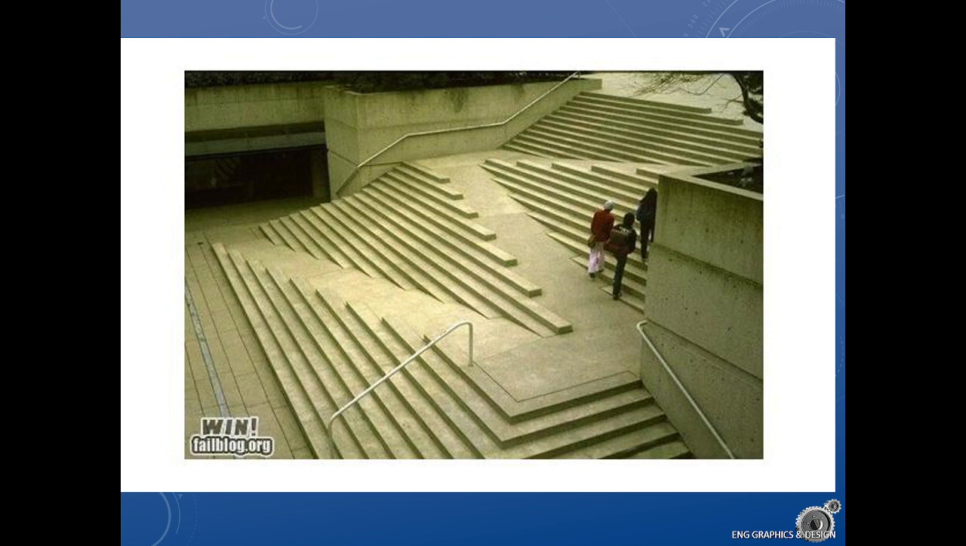Here's another example. This is an example of somebody trying to get something right and missing the mark. So this is a staircase with an accessibility ramp. If you've got a mobility device, if you're pushing a stroller or you've got a walker or a wheelchair, you can go up this ramp, and if you're just using the stairs, you can go up the stairs.